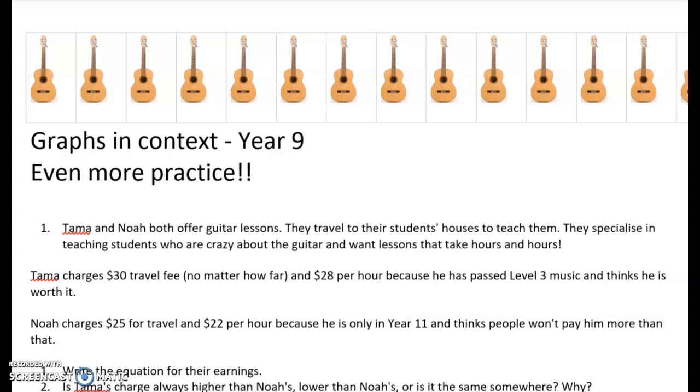And this one is about Tama and Noah, who both offer guitar lessons. This is inspired by a true story. They go to their students' houses to teach them, and they're really only interested in teaching kids who want lessons that take hours and hours.